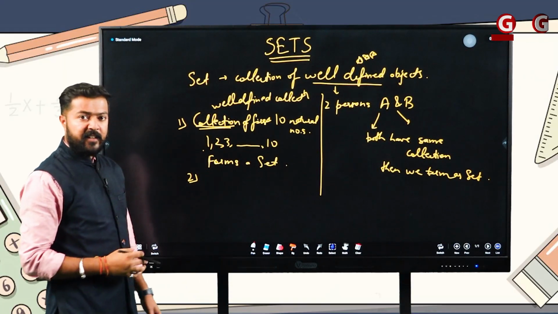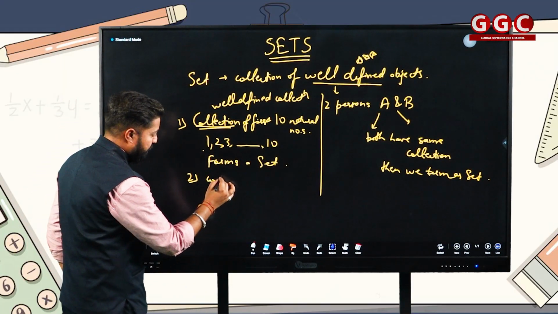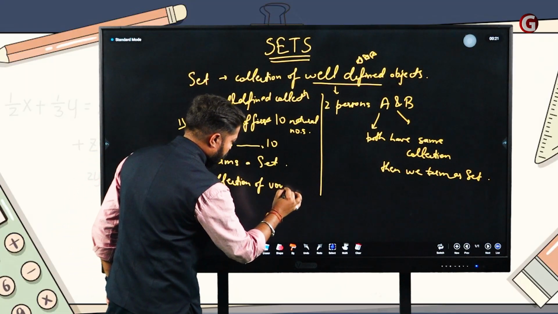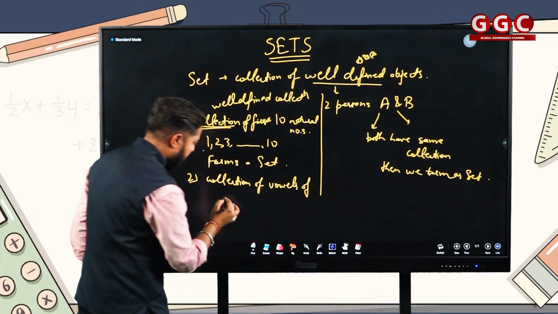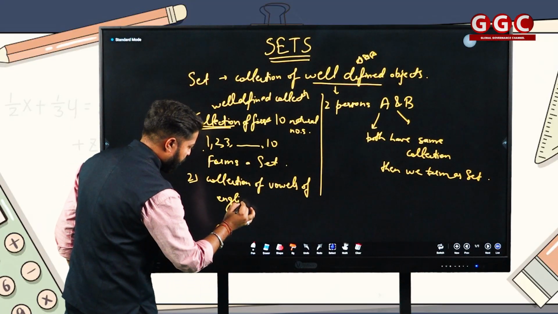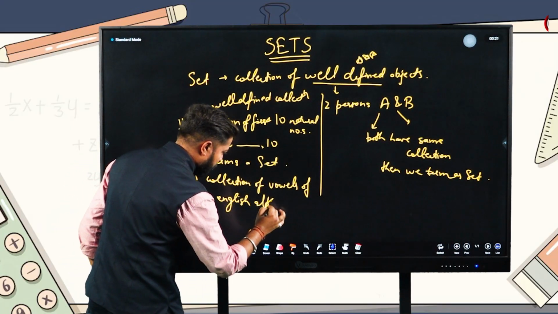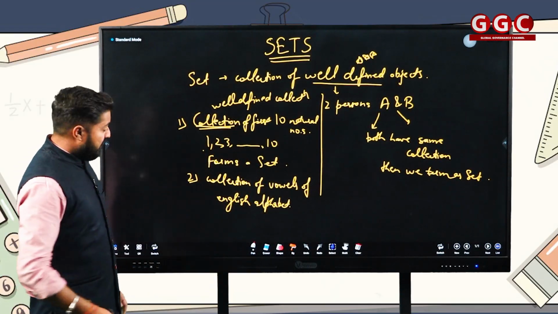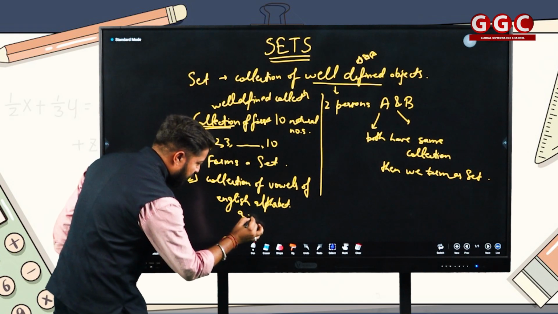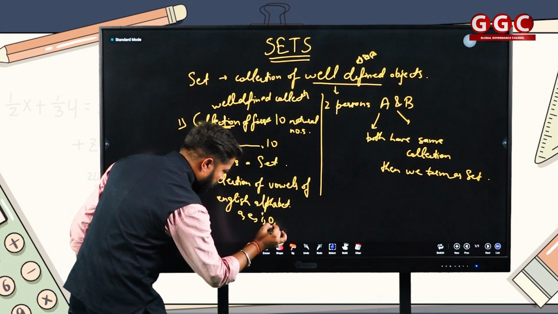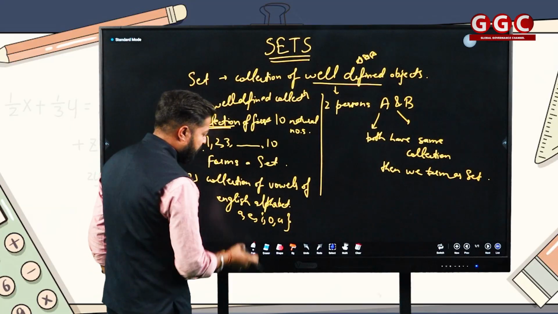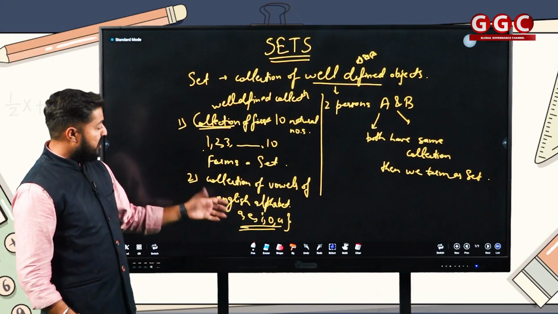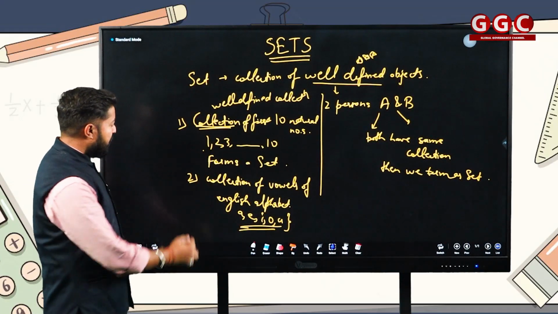Similarly, if you take second example, collection of vowels of English alphabet. Again, in this collection, the objects will be A, E, I, O and U. And this will be same for every person. That means this collection is also well defined and hence it also forms a set.